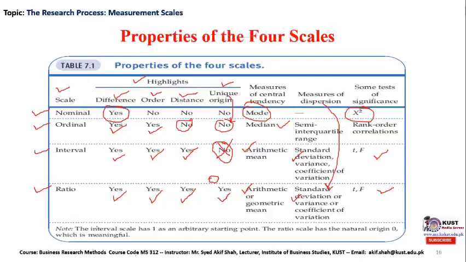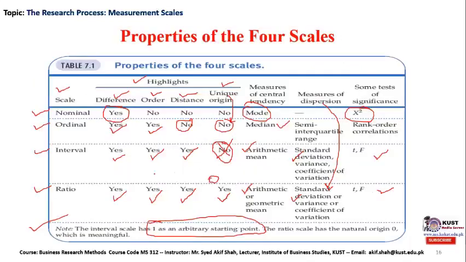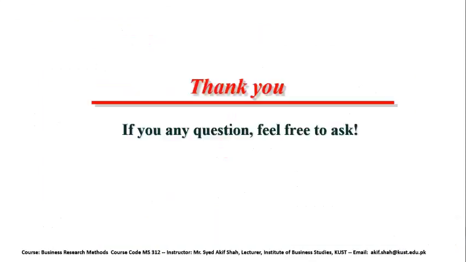Here is the important note that the interval scale has 1 as an arbitrary starting point. Like in the previous example, we had this scale with 1 point from where we arbitrarily took the start. However, the ratio scale has the natural origin of 0, which is much more meaningful in this case. So this was all about the measuring scales and its 4 types.